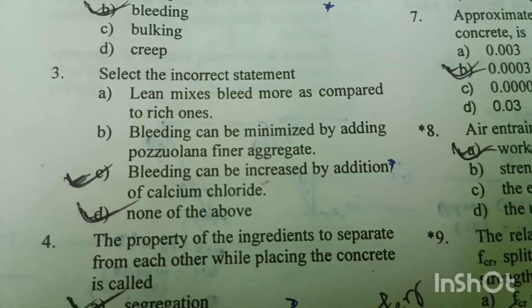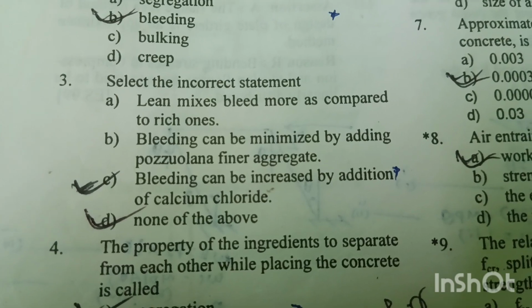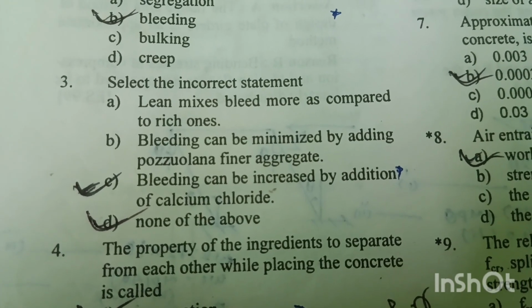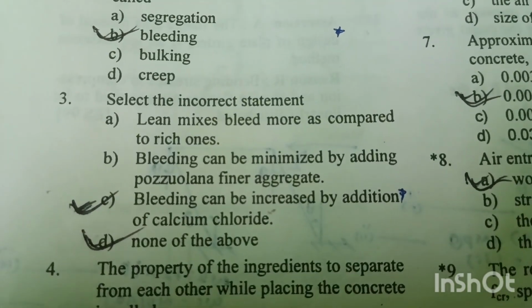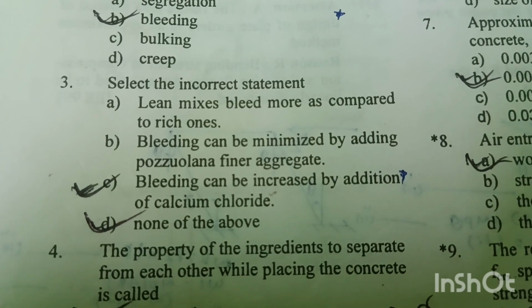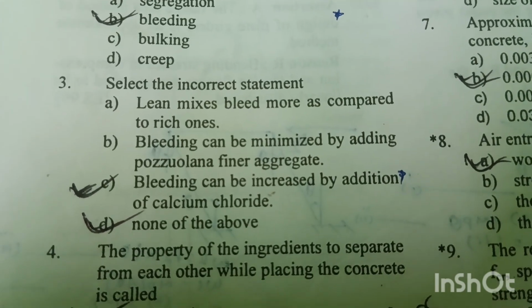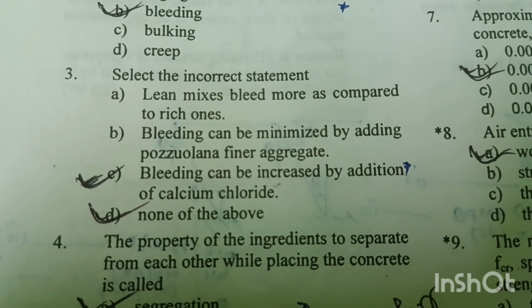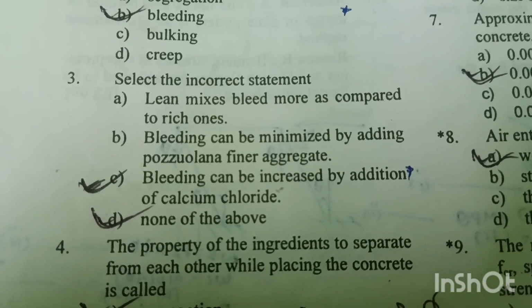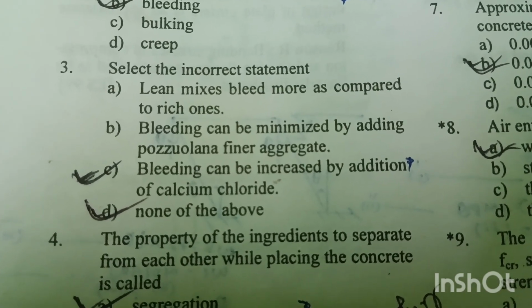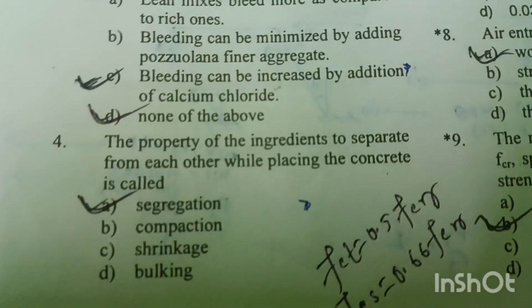Statement B. Bleeding can be minimized by adding pozzolana, finer aggregate. Correct. Statement C. Bleeding can be increased by addition of calcium chloride. No, it can be reduced by addition of calcium chloride. So option C is the incorrect statement, and that is the right answer.